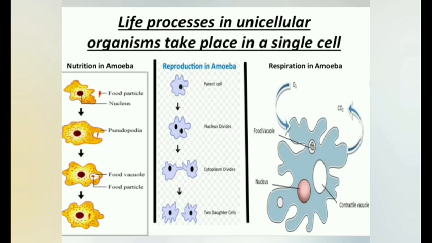Here in the first figure, you can see that the nutrition is taking place with the help of the pseudopodia, which are sent out by the animal body. In the second figure, you can see that the parent cell, that is the amoeba itself, divides into two and gives birth to two new amoebae or two daughter cells. In the third figure, you can see that gaseous exchange, or we can say respiration, takes place through the cell membrane of amoeba. Here you can see that the arrow shows the oxygen is taken in through the cell membrane and carbon dioxide is given out.